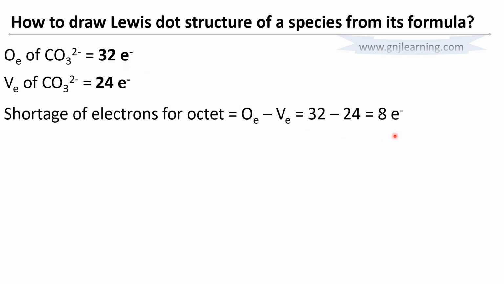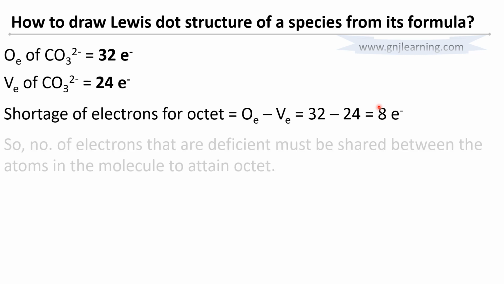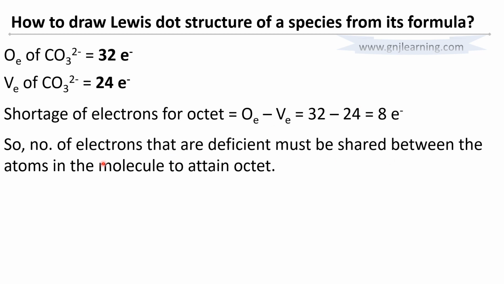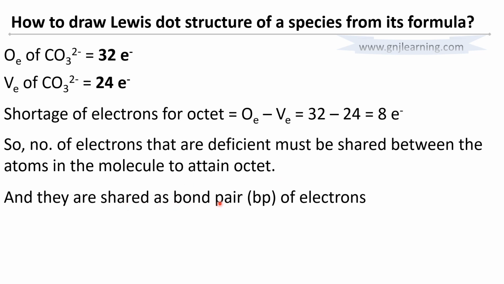So what will it do? It will try to share those electrons. These 8 deficient electrons must be shared between the atoms in the species to attain the octet. Clear? They are shared as bond pairs. Sharing of electrons makes a bond; a pair of electrons makes a bond pair. So if we have 8 electrons to be shared, the number of bond pairs formed will be 8 divided by 2, that is equal to 4 bond pairs.